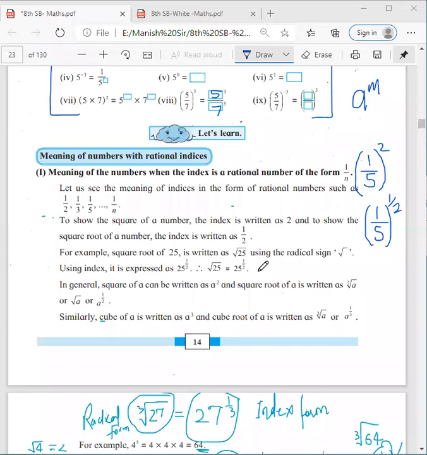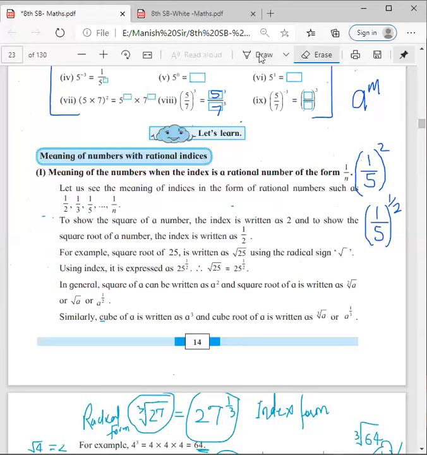Just try to understand now. If I want the square of such a number, written in the form of 1 upon n, then at the place of index you are going to write 2. But if you want the square root of that number, what will you write? 1 upon 2. See the difference. If you want square, you will write 2. If you want square root, you will write 1 upon 2. Understood? Is it clear, both the things?